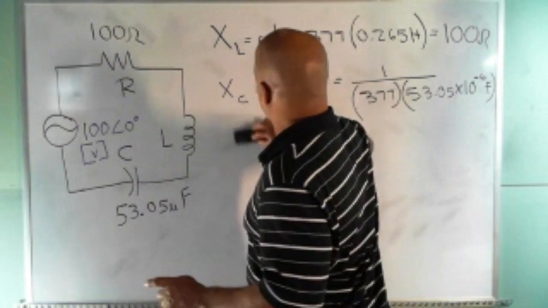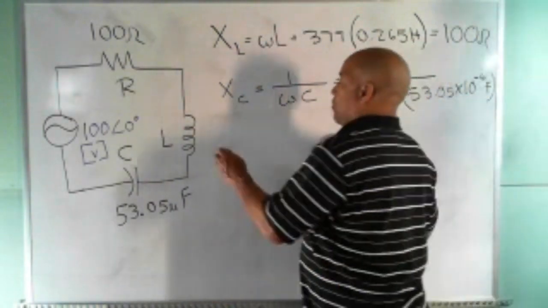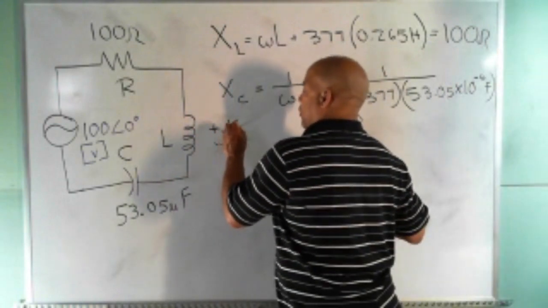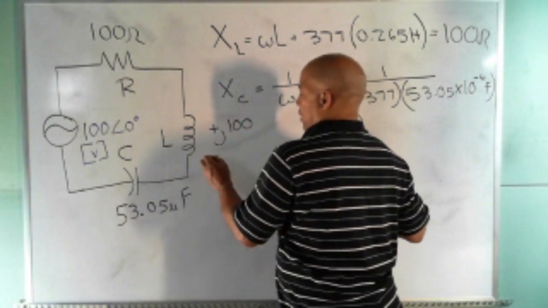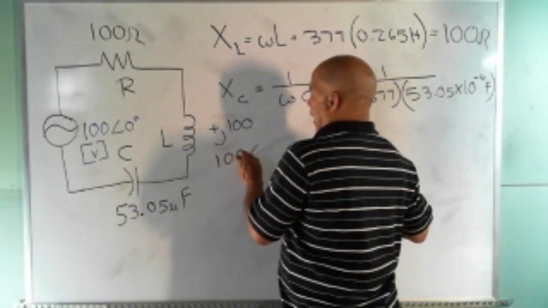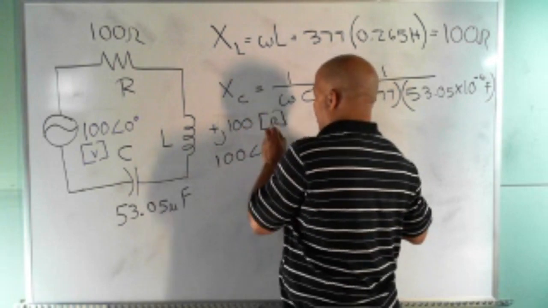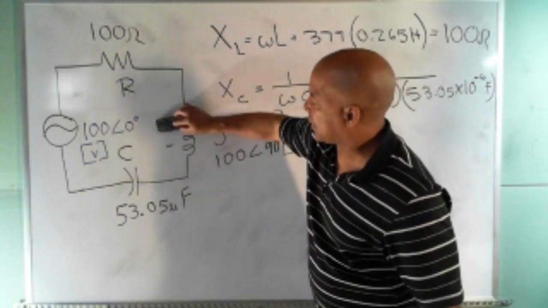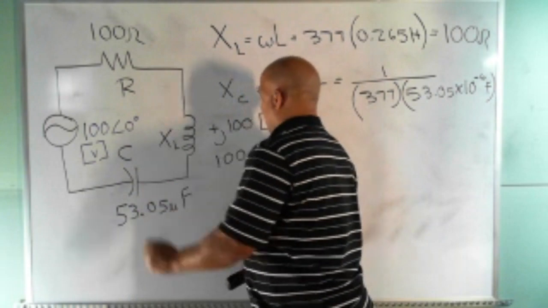So this right here, in polar and rectangular form. In rectangular form, it's just plus J100 ohms. In polar form, it's 100 at angle 90 degrees, and this is in ohms. So it tells you to show this opposition. I can change that now to XL in rectangular form and in polar form.